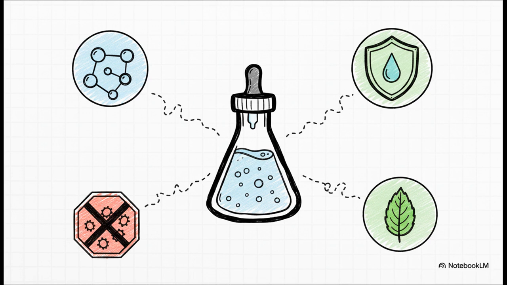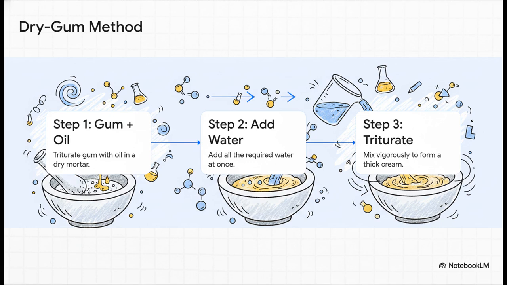One of the classic techniques you're going to learn is the dry gum method. And just like the name says, you start dry. You take your emulsifying agent, which is often a natural gum like acacia, and you mix it really well with the oil in a mortar. Once that's combined, you add all the water at once, and then you triturate or mix vigorously. You're actually listening for a specific cracking sound as it turns into a thick, white primary emulsion.